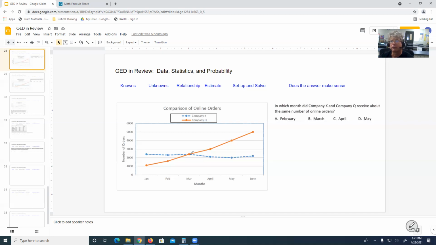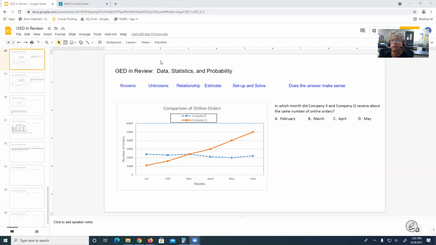So it looks like in March, they're going to have the same number of orders. So that problem actually does not require any math. It just requires you to be able to read the graph. So that's pretty much it on that problem.